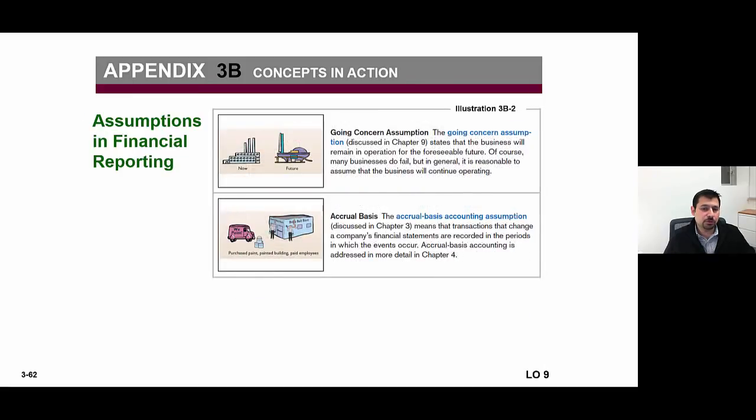The periodicity assumption, this is what we discussed before, that the economic lifetime of a company can be split into artificial time periods such as a year or a month or a quarter. There's also the going concern assumption, where the general assumption is that the company will remain in business for the foreseeable future. You don't expect it to go bankrupt anytime soon. And we talked also about accrual basis accounting, where revenues are recognized when they are earned and expenses are recognized when they are incurred. And we said that under US GAAP, companies are required to use the accrual basis of accounting.